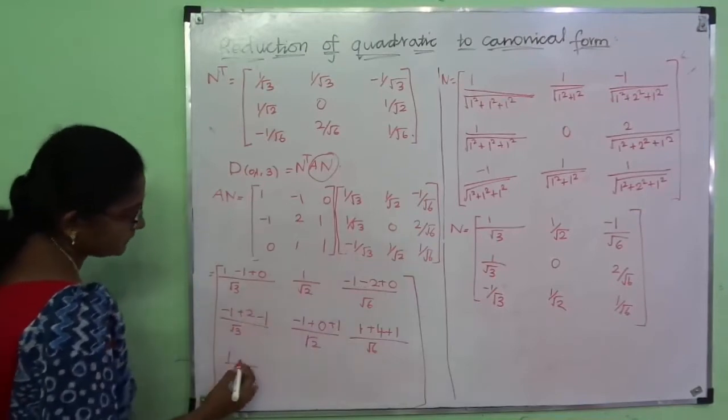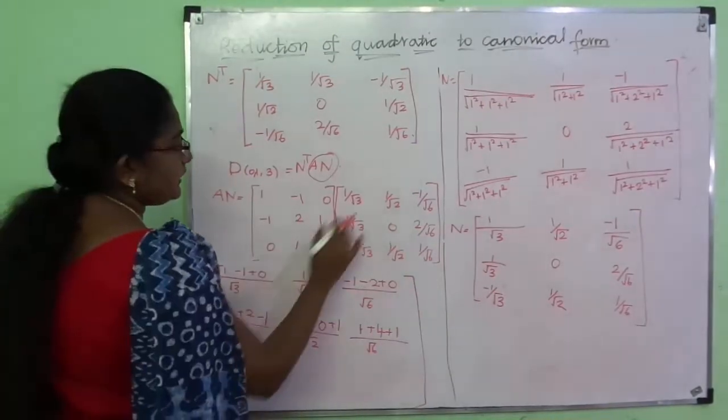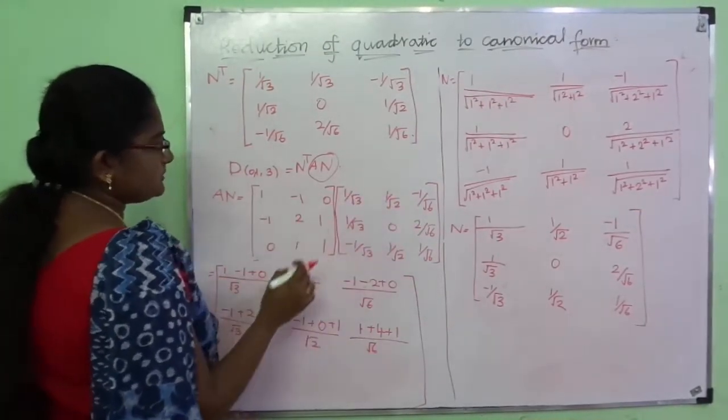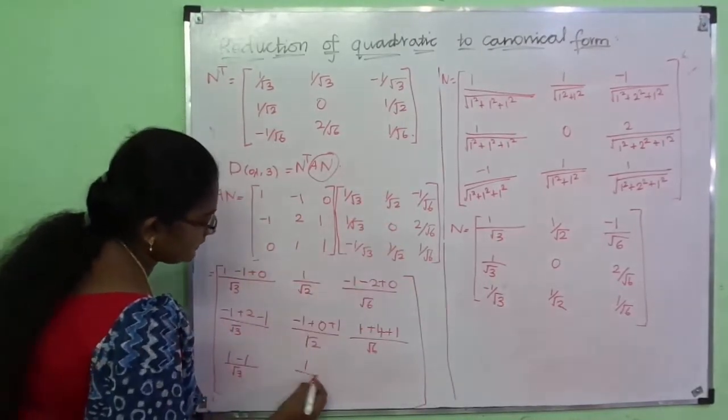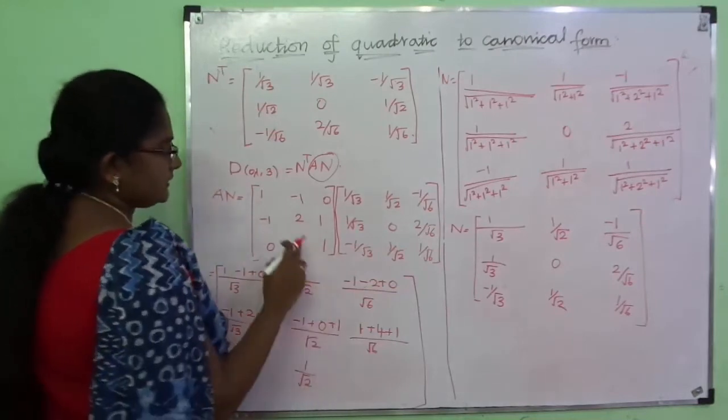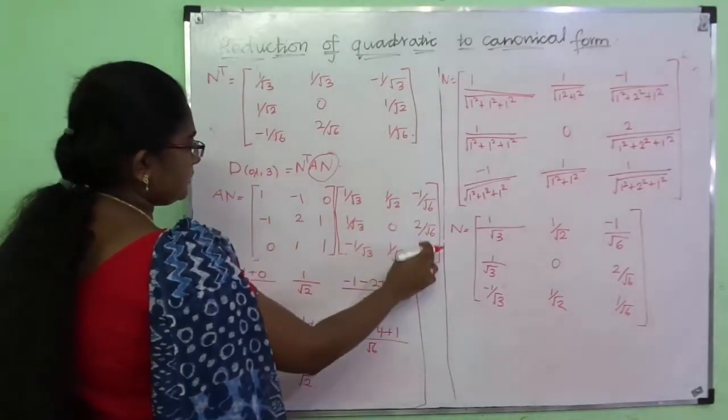1 into minus 1 by root 3 will be minus 1. Third row and the second column. 0 into 1 by root 2 will be 0. 1 into 0 will be 0. 1 into 1 by root 2 will be 1 by root 2. The next, third row and the third column.